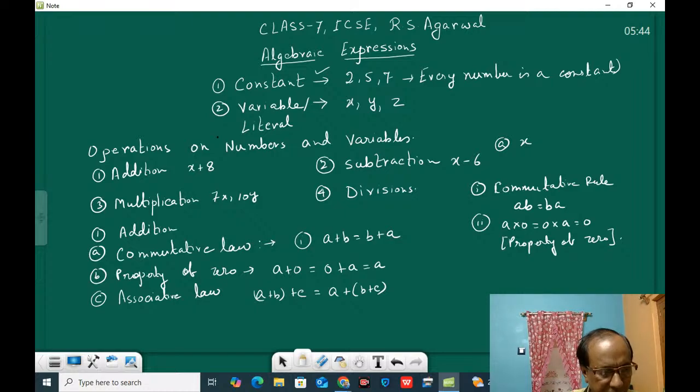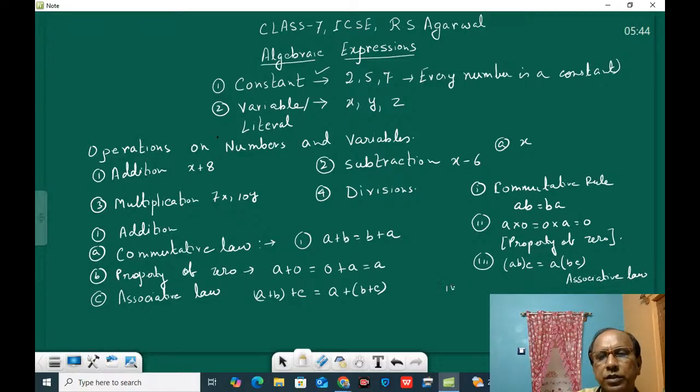Now we can learn other things also, that is the associative law. The third one is the associative law. If we multiply ab into c, that will be equal to a into bc. This is what we call the associative law for multiplication.